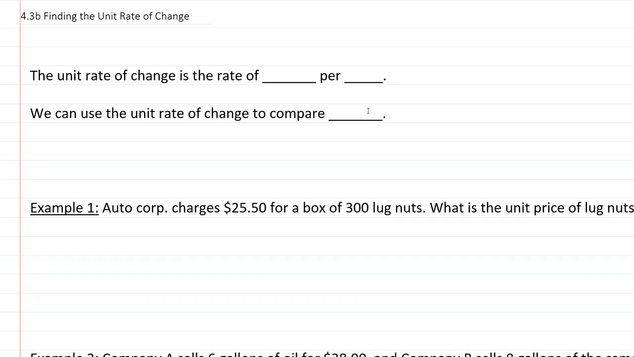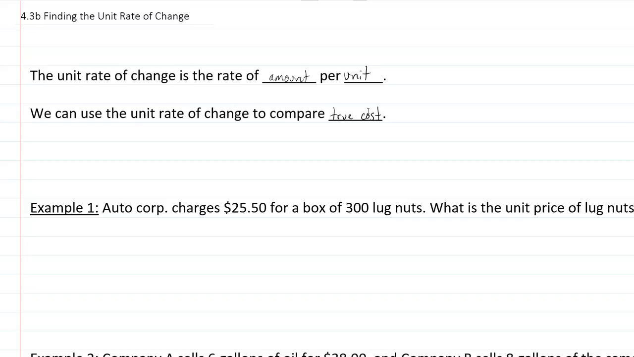4.3b, finding the unit rate of change. The unit rate of change is the rate of amount per unit. We can use the unit rate of change to compare the true cost of an item.